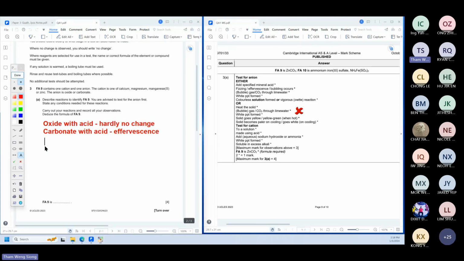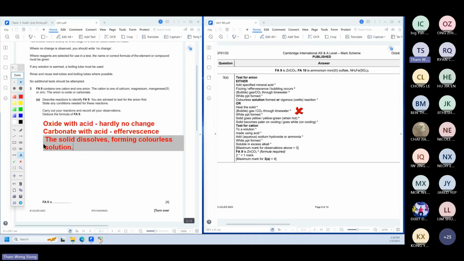You don't need to take very long. You just need to take a few moments on it. It will just turn a little bit cloudy, a little bit white, done already. So for that one, the gas will turn lime water cloudy. And then you must mention that the solid dissolves, forming a colorless solution.